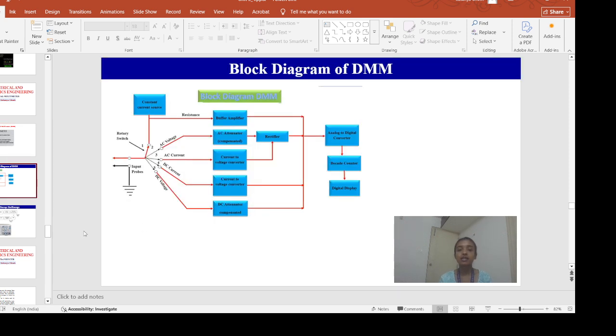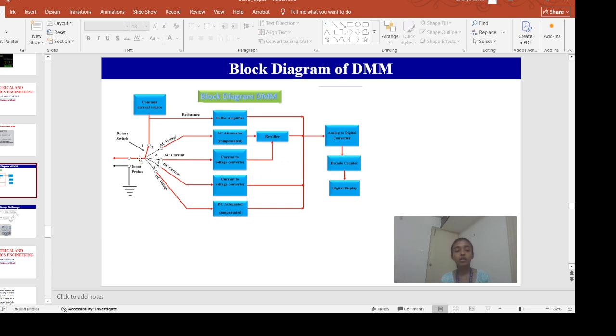Now let us see the block diagram of the digital multimeter. In the digital multimeter, there are two probes. One is a red probe and the other is a black probe. The red probe is connected to the positive and the black probe is common or grounded. Here the rotary switch is nothing but the knob of the multimeter.